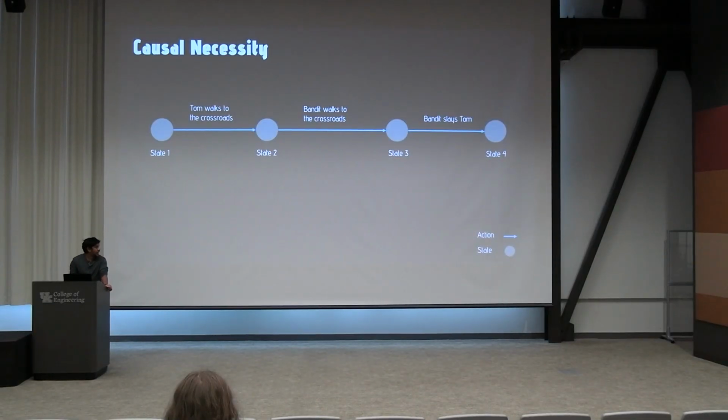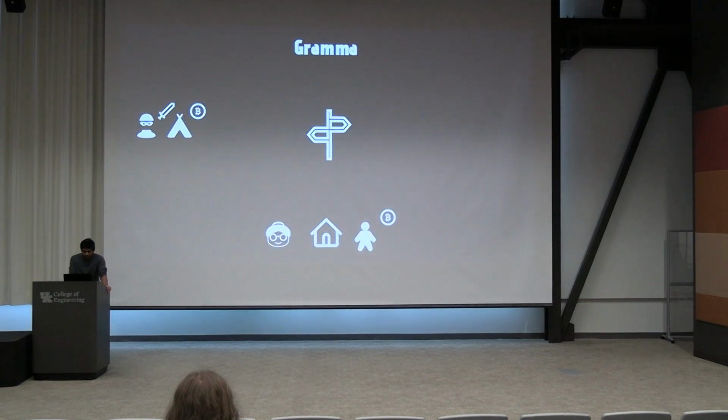So that brings us to how we find causal necessity actions. If we take the previous plan, leave out the action bandit walks to crossroads, and try to take the action directly from state 2, where Tom walks to the crossroads and the bandit has not walked to the crossroads, the plan does not make any sense.